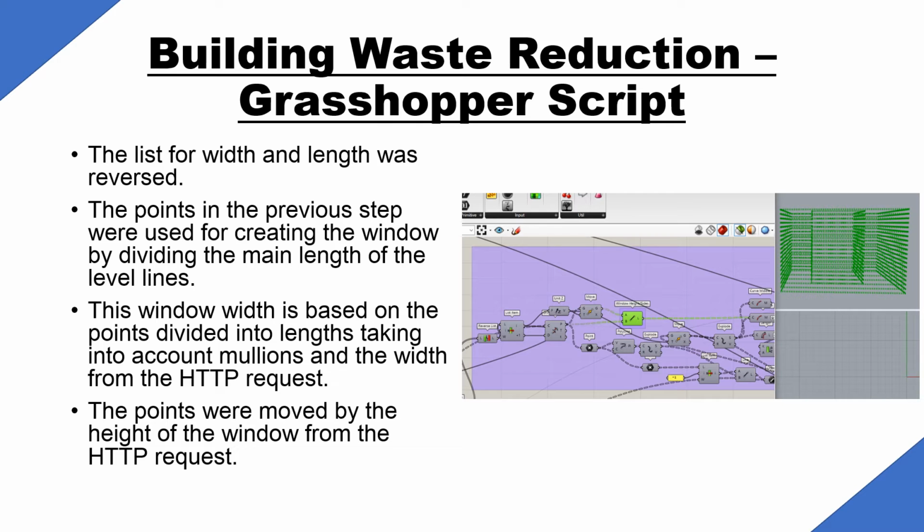From where the data was imported from the HTTP request, there was a list which was reversed and one which was not reversed. In this case, for the side with the reversed list, the points in the previous step were used in creating the window lines by dividing the main length of each of the level lines. The window width is based on the points being divided within the correct width of the lines, also considering the mullion. The points were moved to a height which allowed for the creation of window height lines.